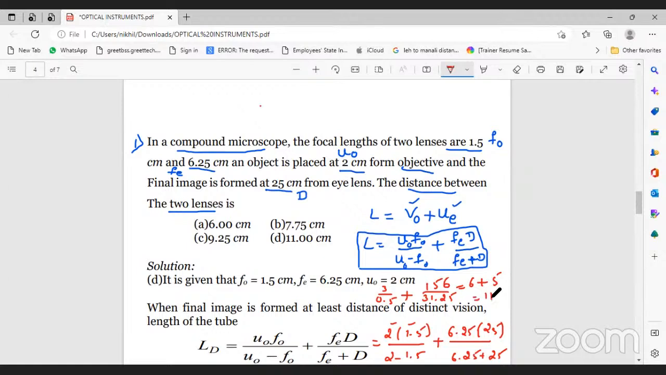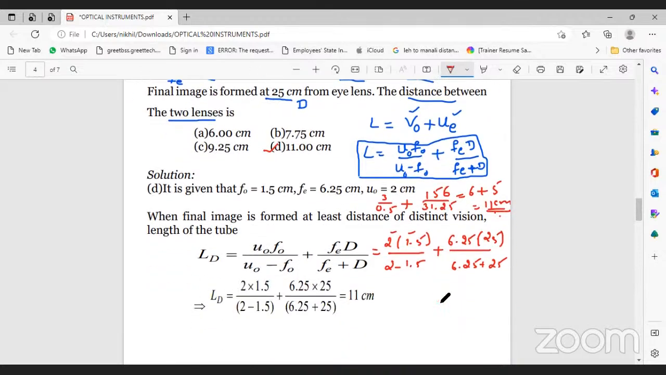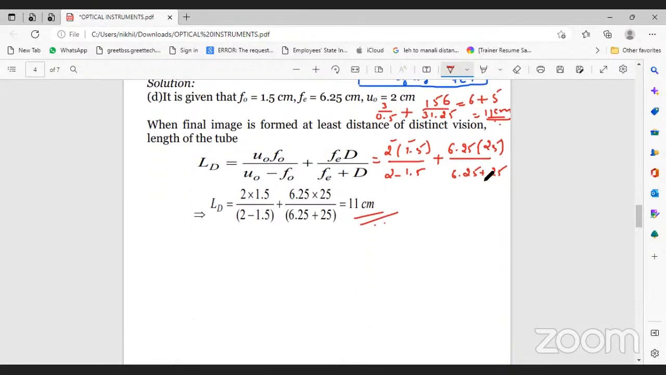So what should be the option? Option D, sir. What is the approximate length of the tube? 11 centimeters. Option D, 11 centimeters. Any doubt, Ajay? No, sir. You can see the calculation which I did here, but they have not simplified the calculation. This is just a substitution. You have to find the final value by substituting this. So this is 11 centimeters, that is the length of the tube. Shall we go for the next question? Yes, sir.